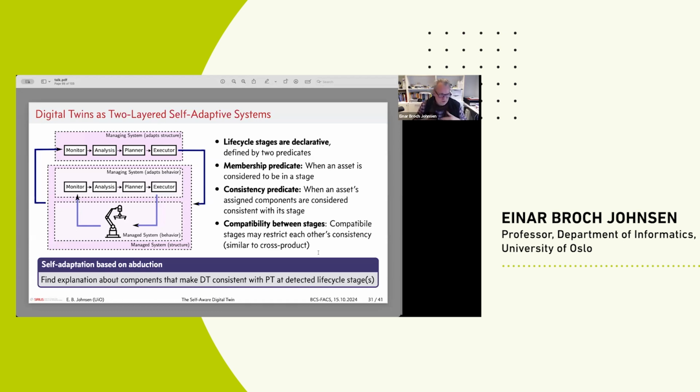But this allows us now to use repair techniques, so abduction, if you like, over the knowledge graph to look for which components we need at the level of the digital twin in order to make the digital twin consistent with the physical twin for the detected life cycle stages of the different components down here. So we are basically now using abduction. And what does it mean? It means that we look for what components we could add here that would make the digital twin consistent with the physical twin. This is the question we ask, and we use the knowledge graph to answer this question for us.